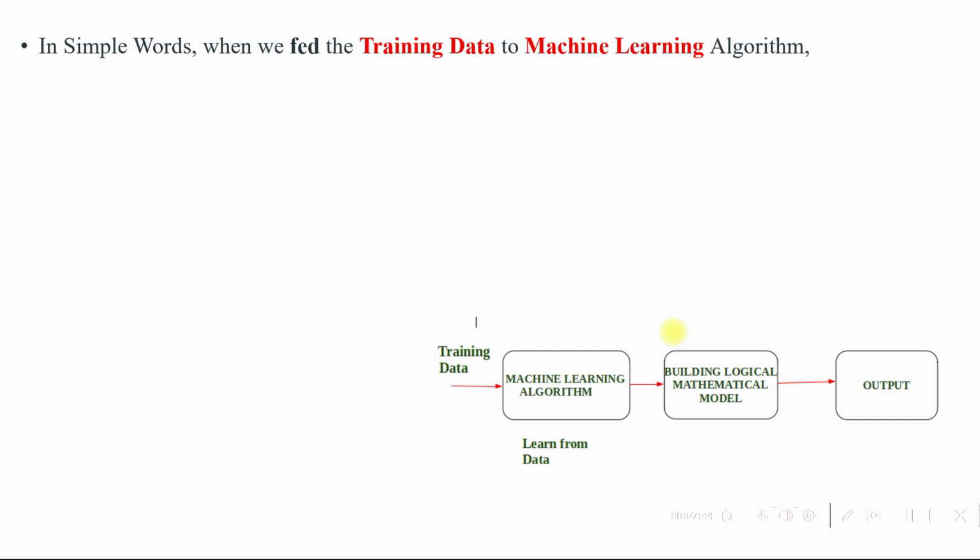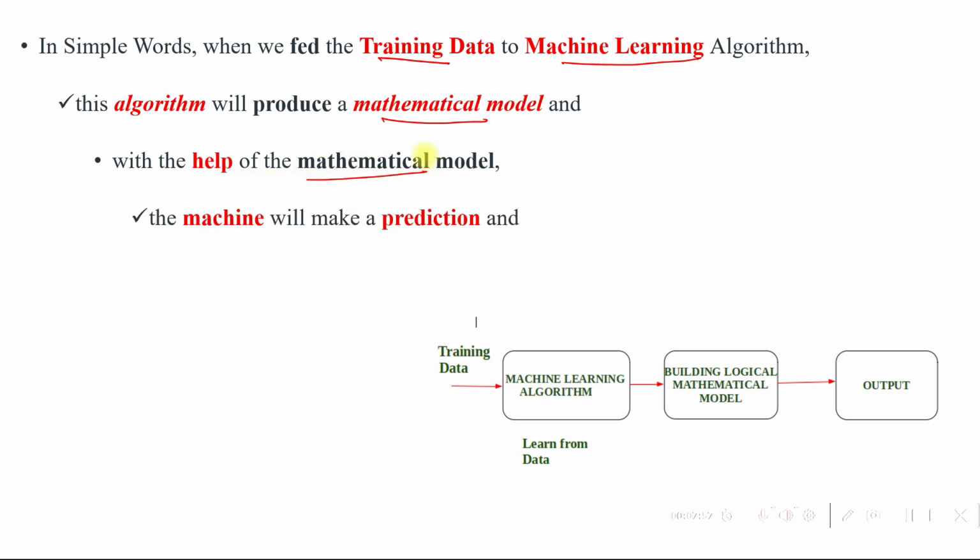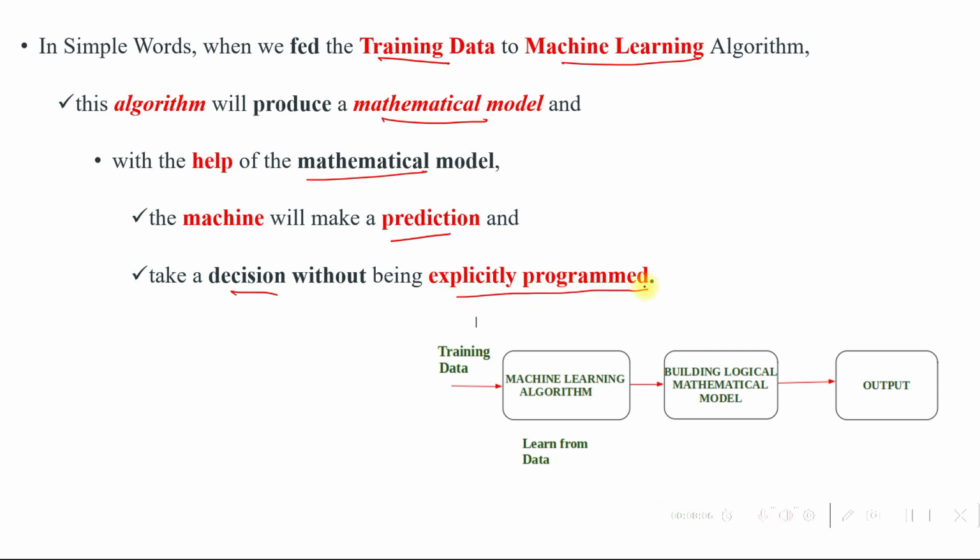So in simple words, we feed the training data to the machine learning algorithm. This algorithm will produce a mathematical model, and with the help of this mathematical model, the machine will make a prediction or take a decision without being explicitly programmed. Simply, this is called machine learning.